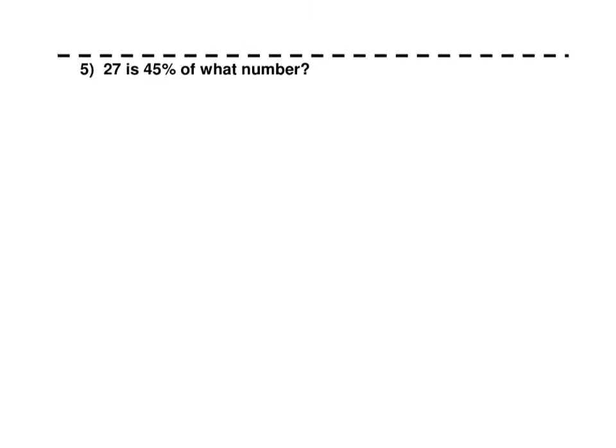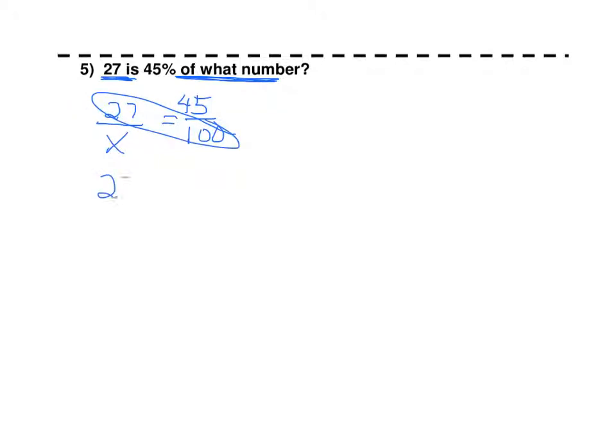All right, on this one, it says 27 is. So that's going to be your part. Is means part. So 27 is 45%. So then you put the 45 over 100. And then it says of what number? So of x. So we don't know what our whole is. But we can solve it. We can cross multiply, get 2700 is equal to 45x. Divide by 45.